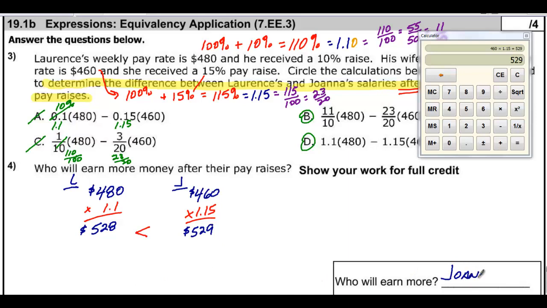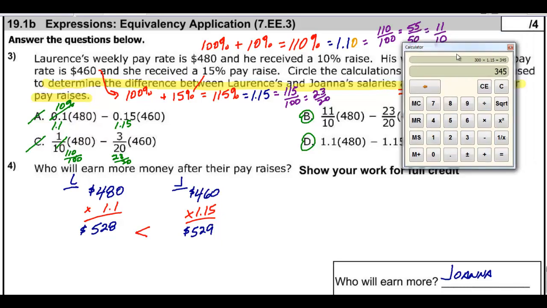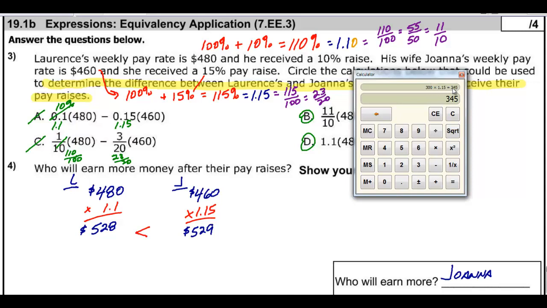Now, it's not just because Joanna's percentage is more. Some students said, oh, Joanna had 15% and Lawrence only had 10%, so Joanna must get more. It's also based on what they had before. Because if Joanna, let's say, had been earning $300 and received 115%, you can see on my calculator now, $300 times 115%, she'd only be at $345. So it's a combination of what she was already earning and the amount of her raise. So Joanna will be our big winner on this.